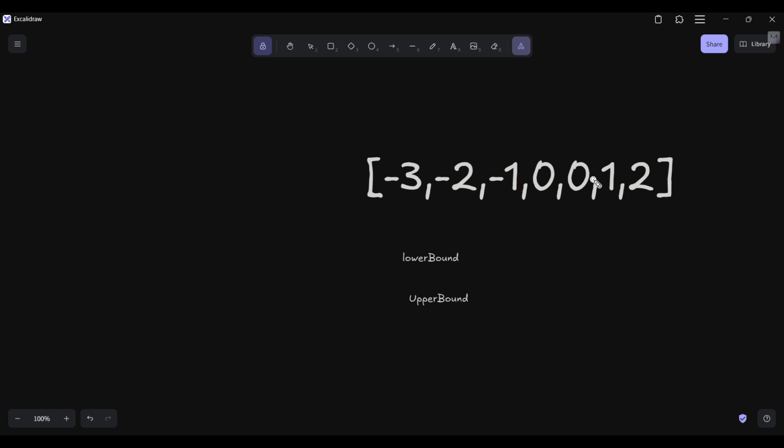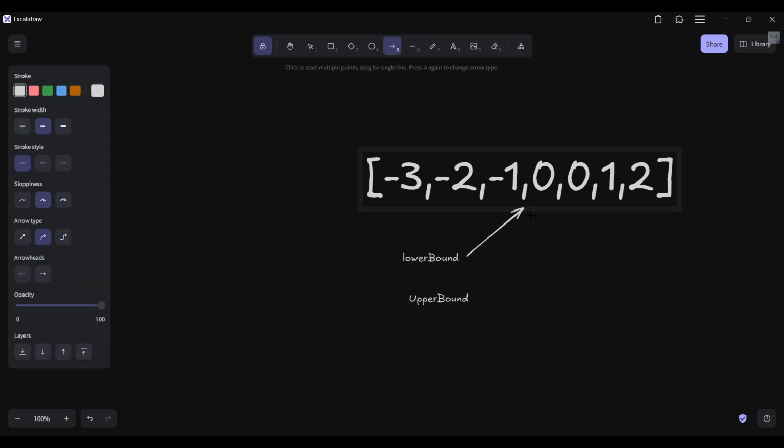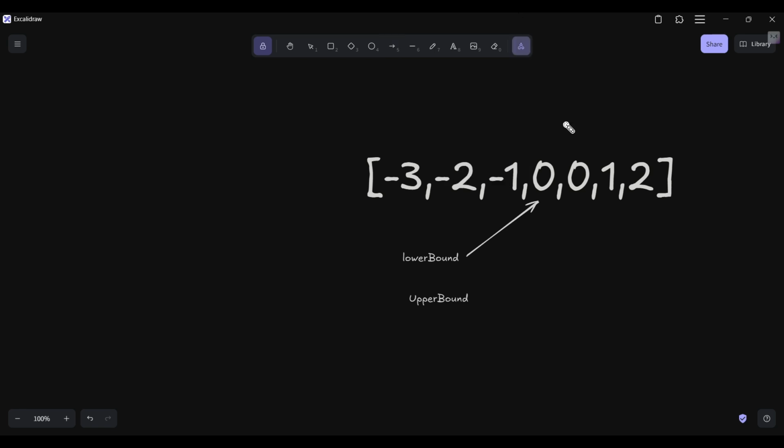Okay, and whenever we get this, this 0 can be considered as the lower bound. We can say this 0 is the lower bound, because it is greater than or equal to 0. Basically the lower bound should be greater than or equals to 0.